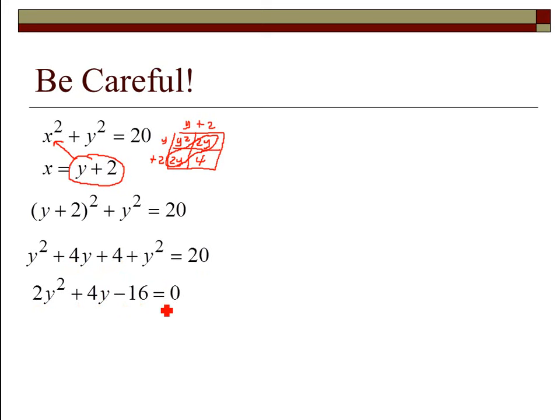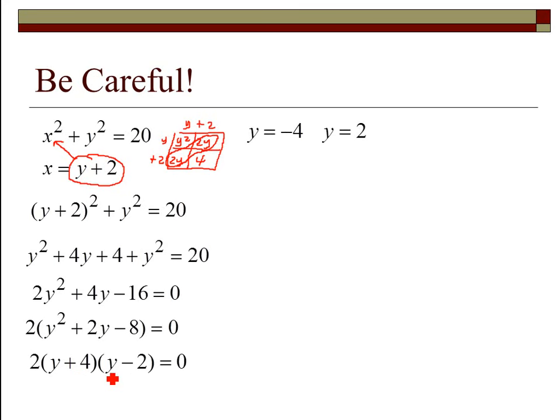First, notice how they're all even, so I'll factor out a 2. And then y squared plus 2y minus 8, well, I can factor this to (y plus 4)(y minus 2). So I get y equals negative 4 and y equals 2. So again, this is another spot to be careful. I've got to find the points of intersection.